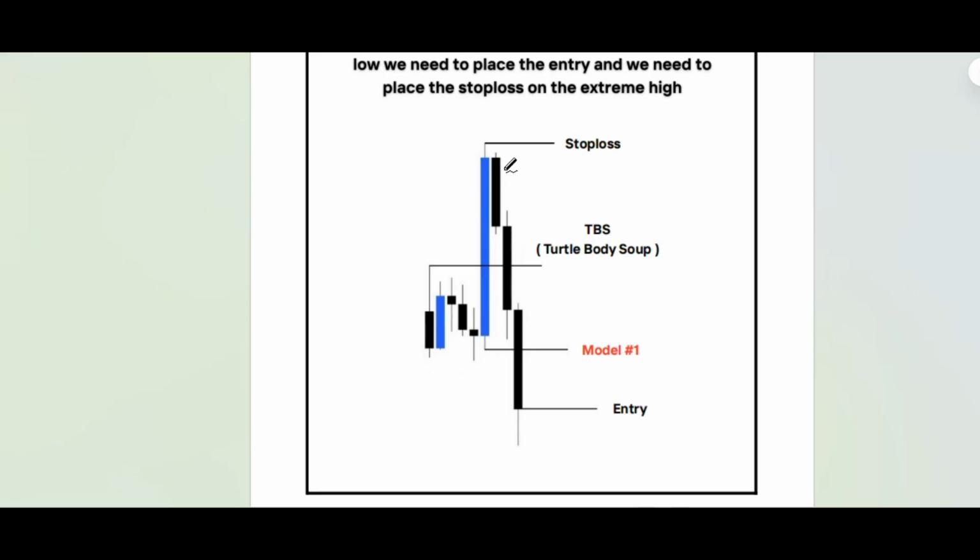And the stop loss should be the high of that trade. If you are selling, it should be the high there. You put your stop loss there, and you put your entry on the candle which closes below Model 1. That is very important. You need to work on that one.